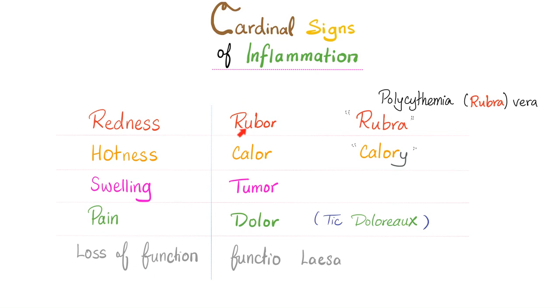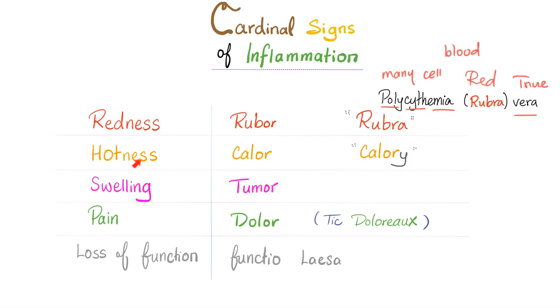Anyway, the word rubra in medicine means red. For example, polycythemia vera was known in the past as polycythemia rubra vera. Rubra because these are red. And what does poly mean? Many. And what does cyto mean? Cell. What does emia mean? Blood. What does vera mean? True, because it's not relative polycythemia. So basically you have a truly high level of red blood cells in your blood.